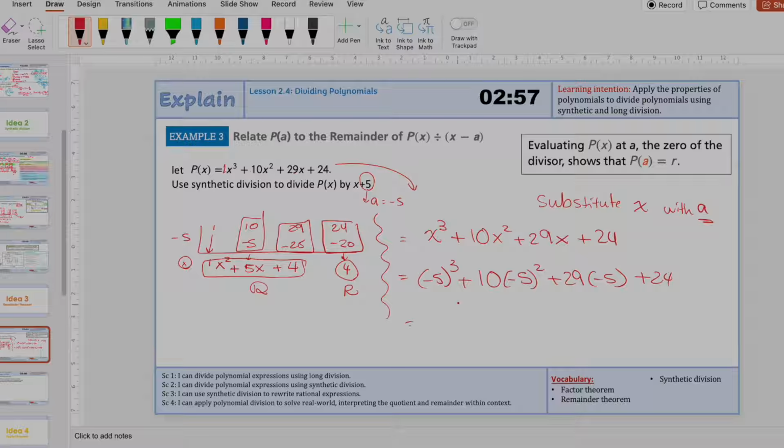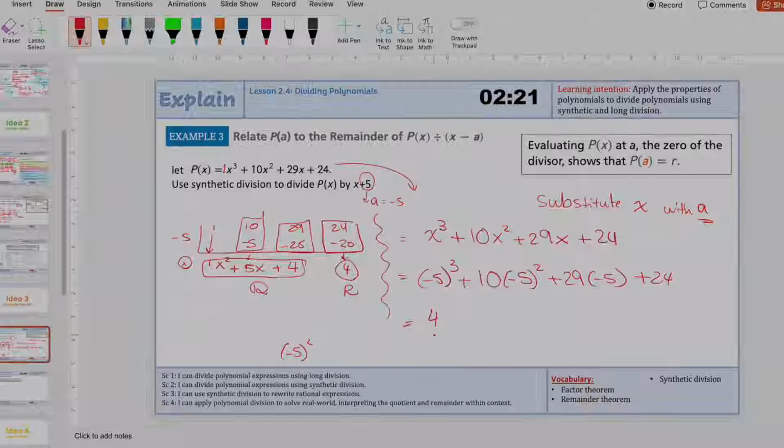Okay, so if you put this in the calculator, just give me a minute, I'll try to put it quickly. Please use brackets, Banat. When you have -5 to the power of 3, actually use brackets: (-5) to the power of 3, plus 10 times (-5) squared, plus 29 times -5, plus 24. If you plug this in the calculator, you get 4.